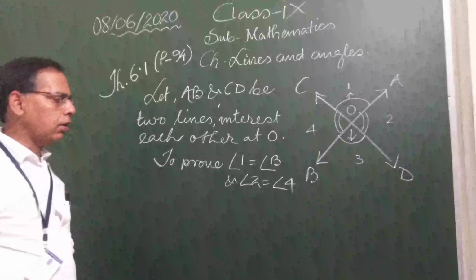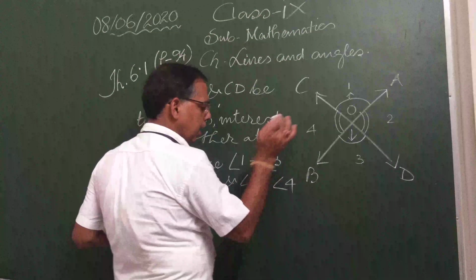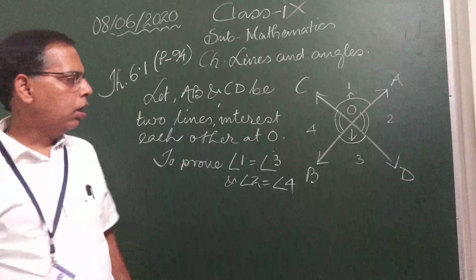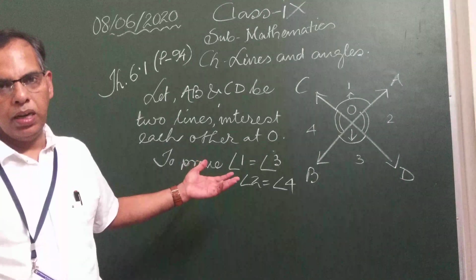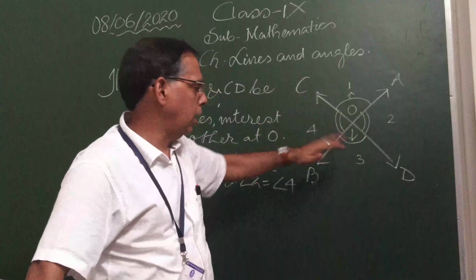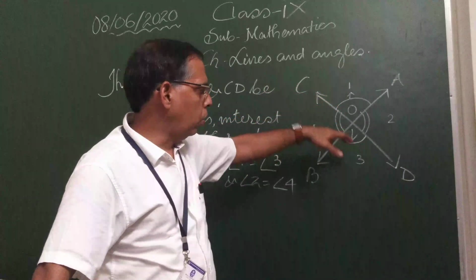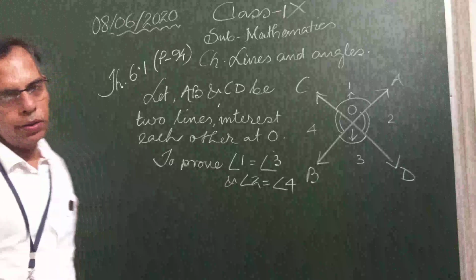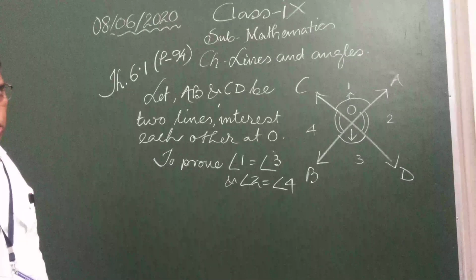Now I have written here by number. It is not necessary that you write by number. You can write angle AOC equal to angle BOD and angle AOD equal to angle COB. You can write it down. No problem. Absolutely no problem.